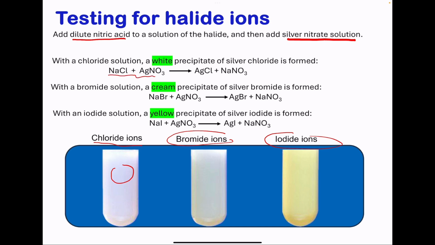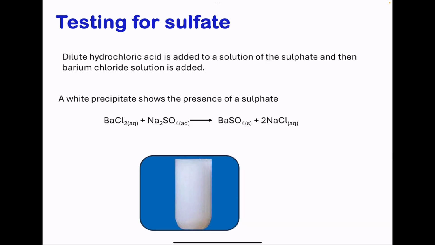Sodium chloride with silver nitrate, we get silver chloride, which is the white precipitate. And sodium bromide plus silver nitrate gives us silver bromide, which is going to be a cream precipitate. And sodium iodide plus silver nitrate gives us silver iodide, which is going to be a yellow precipitate. Next we go to testing for sulphate.